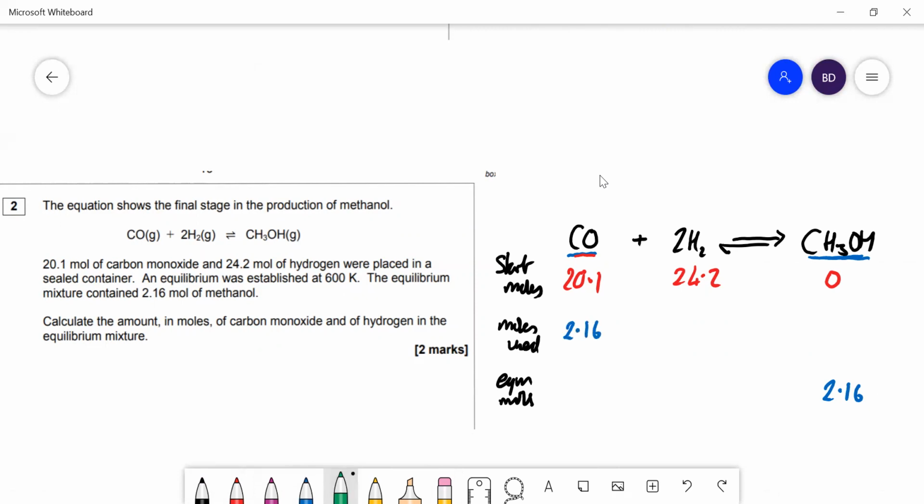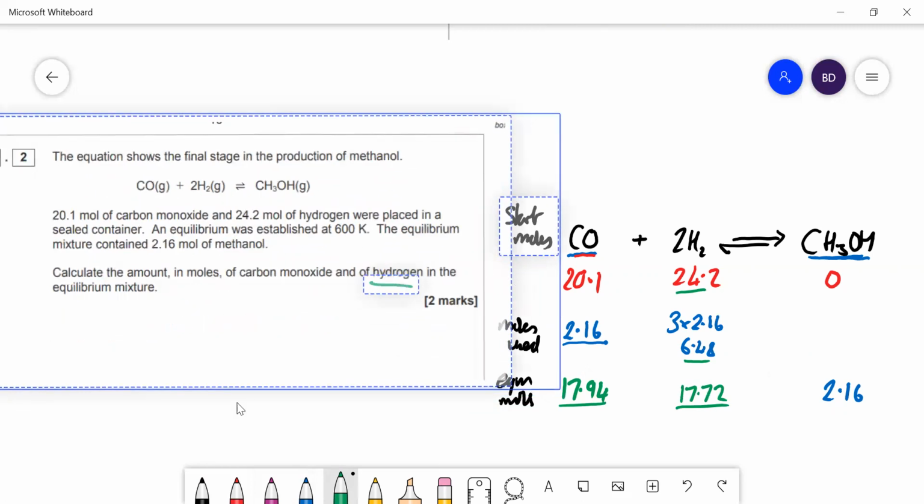Subtract that to get the moles left over. 20.1 minus 2.16 gives you 17.94. So that's the moles of carbon monoxide. Now, if you've used up 2.16 of carbon monoxide, you must have used up 3 times 2.16 of hydrogen. So that means you've used up 6.48. So how much have you got left? You do 24.2 minus 6.48, and that gives you 17.72. So we've got our answers there. The moles of carbon monoxide is that much, and the moles of hydrogen is that much in the equilibrium mixture.